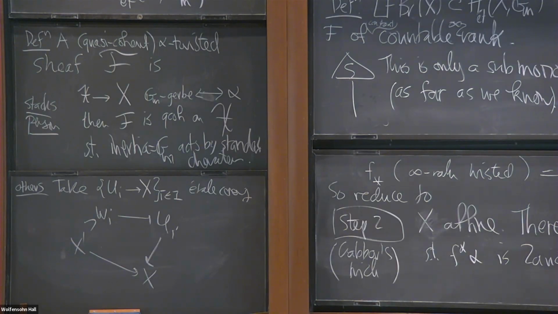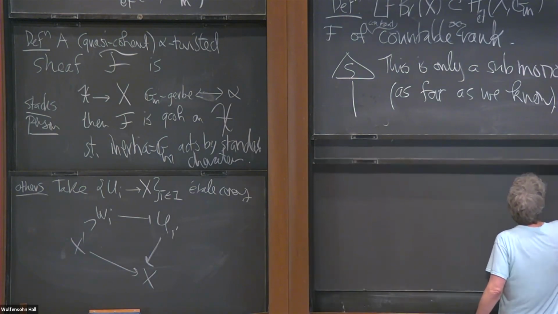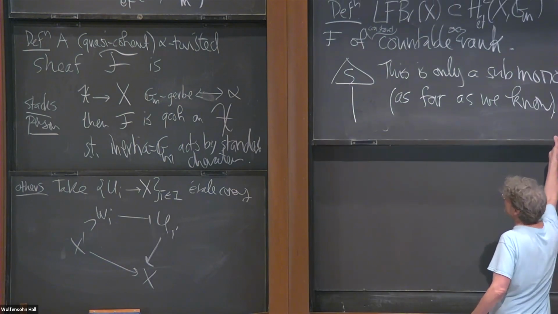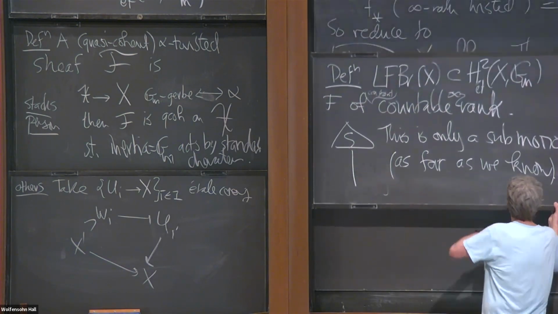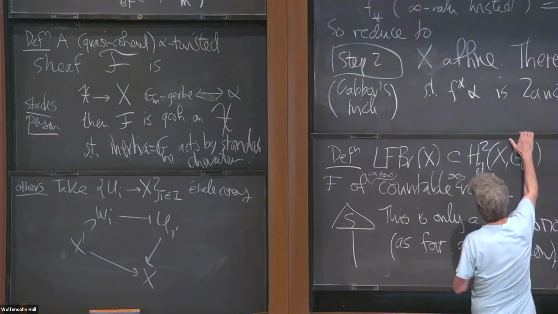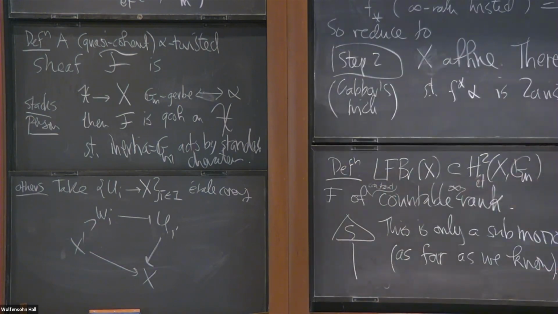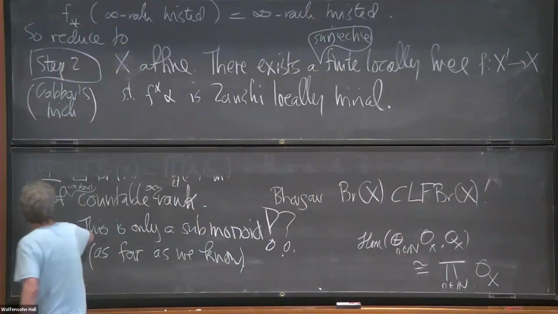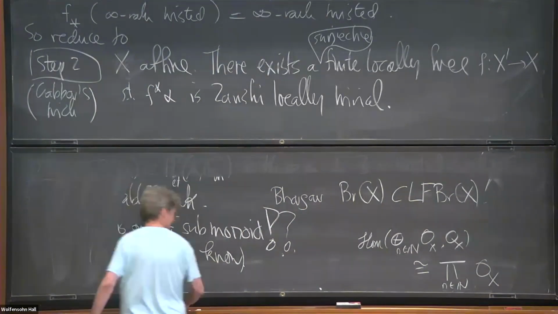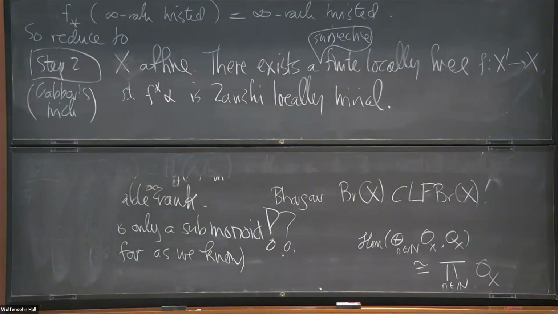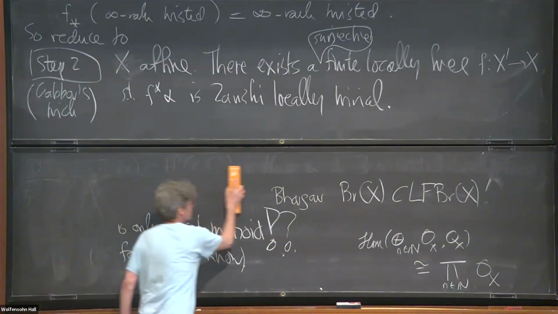Okay. Great. So then again, we can reduce to X prime. So we may assume our class is Zariski locally trivial. And actually, it's very possible that you can just find, okay, you can do it. Okay, now let me not even say this.